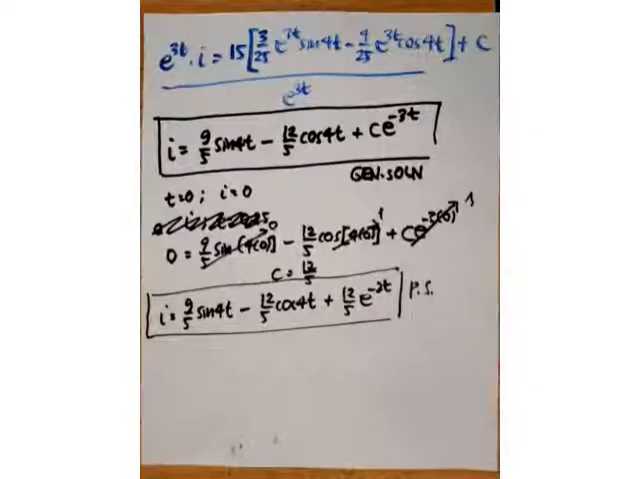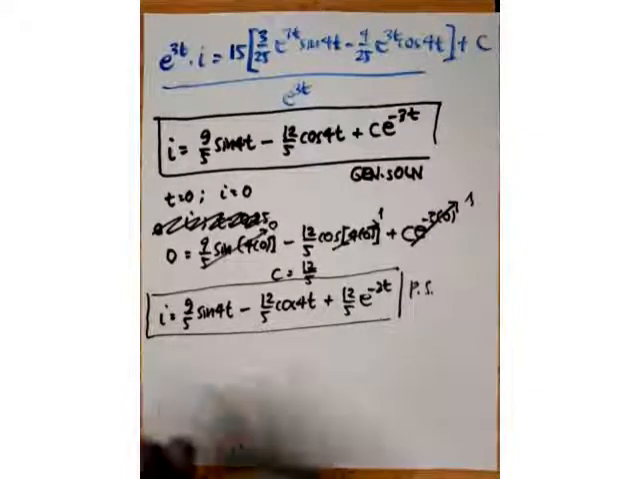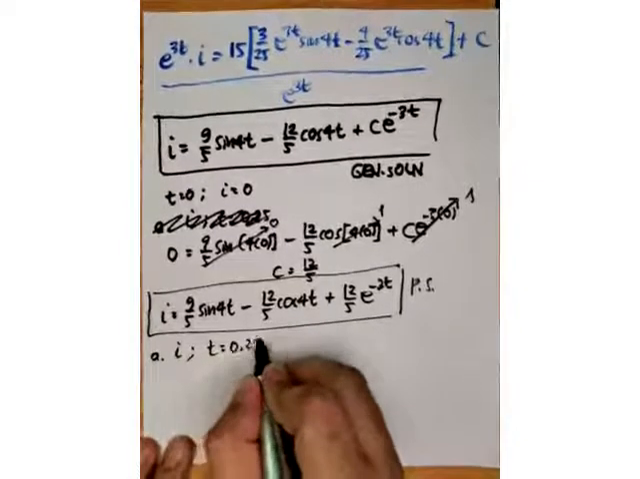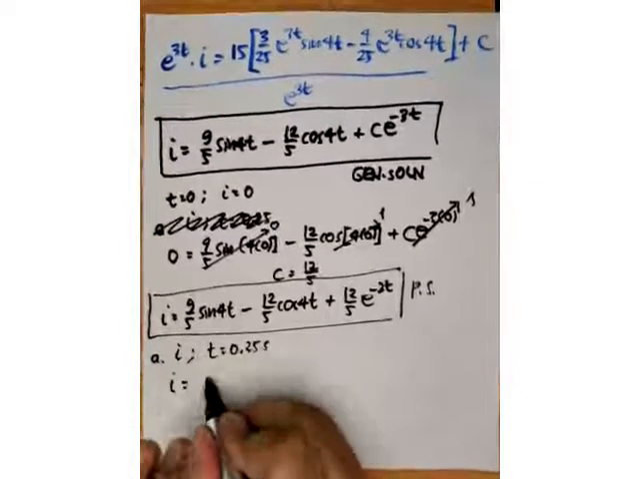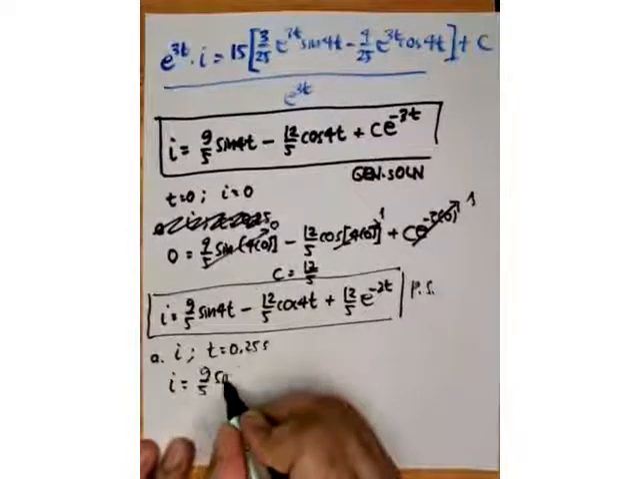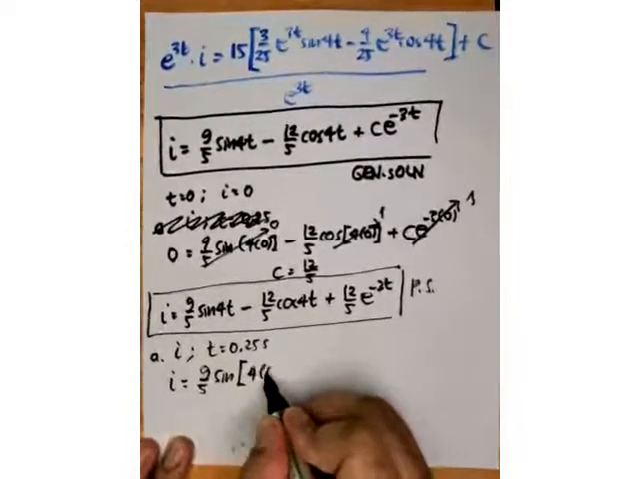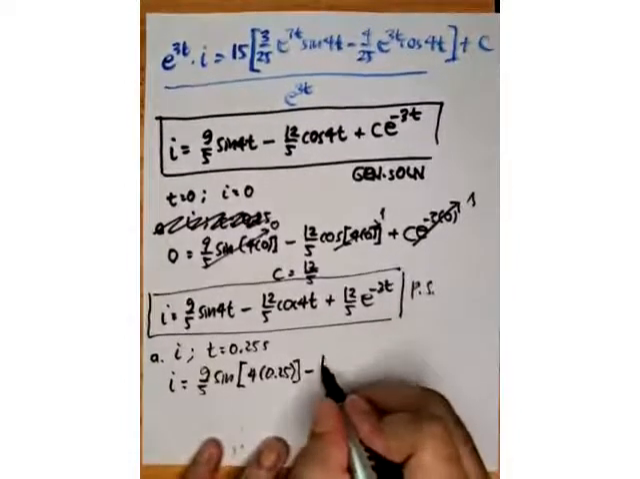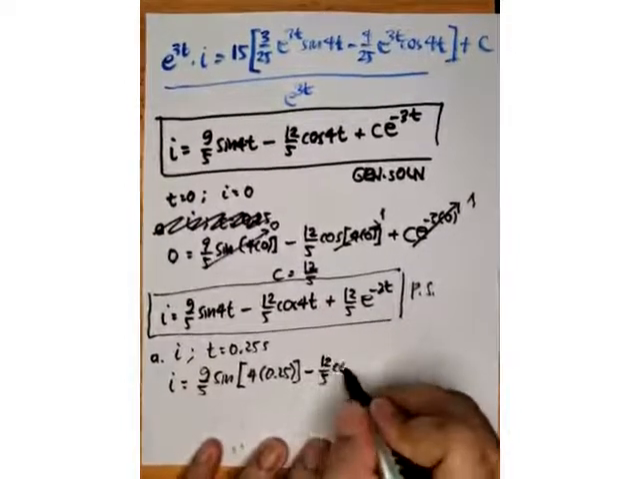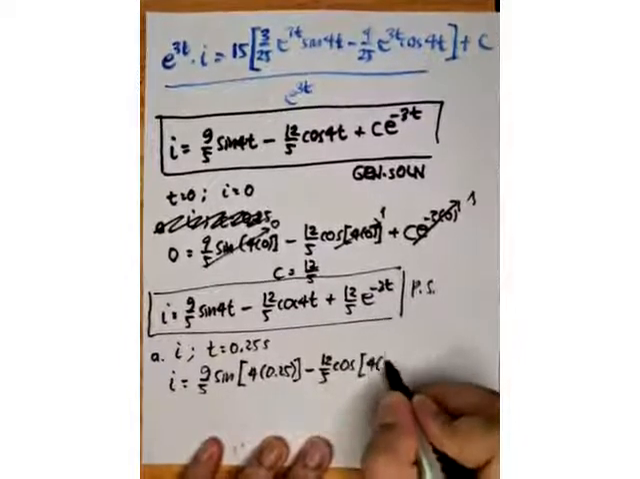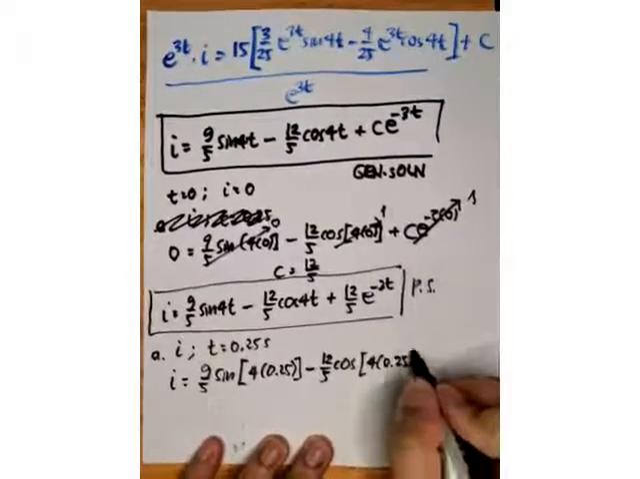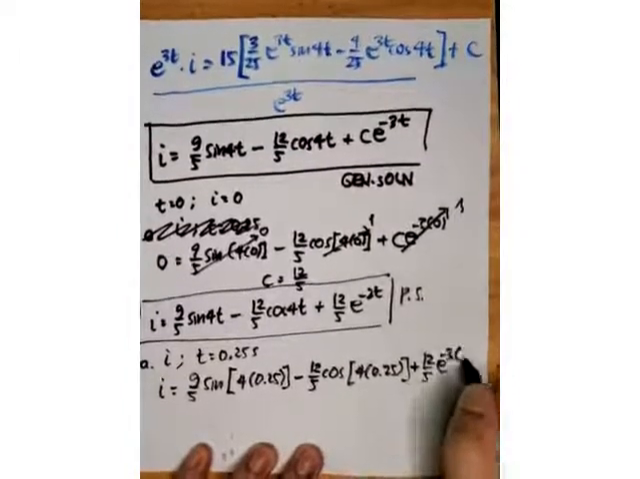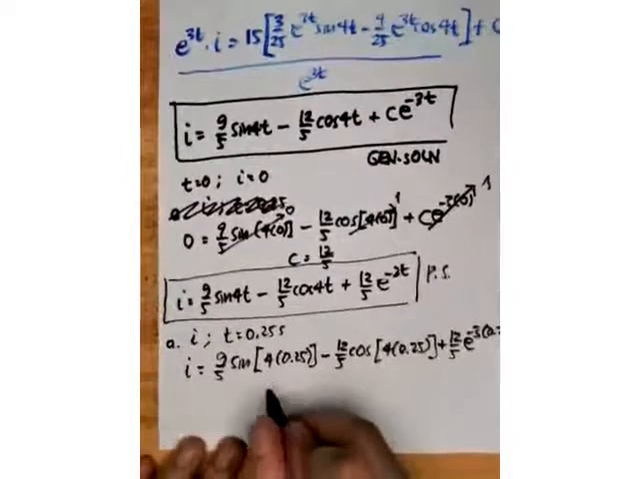So hanapin na natin yung current natin. So what is I when t is equal to 0.25 seconds? So the current is 9 over 5 sine of 4 times 0.25, plus, don't forget to turn your calcu into radian mode kasi hindi degrees yung given natin, 4 times 0.25 plus 12 over 5 e raised to negative 3 times 0.25. So what is the current?